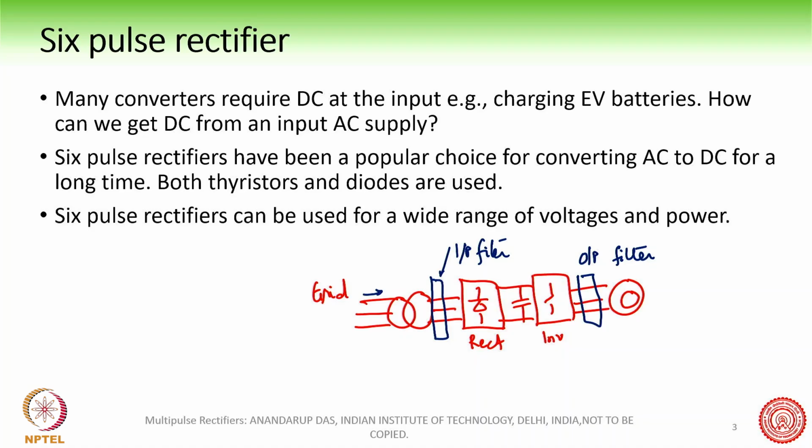6 pulse rectifiers have been a very popular choice for this. So this rectifier very often is a 6 pulse rectifier. 6 pulse rectifier means a 3-phase diode bridge rectifier. Usually it may be a thyristor based rectifier, but thyristor rectifiers are now getting obsolete, so generally we use diodes here. This 6 pulse rectifier is available for a wide range of voltages and power, so it is a very popular choice.